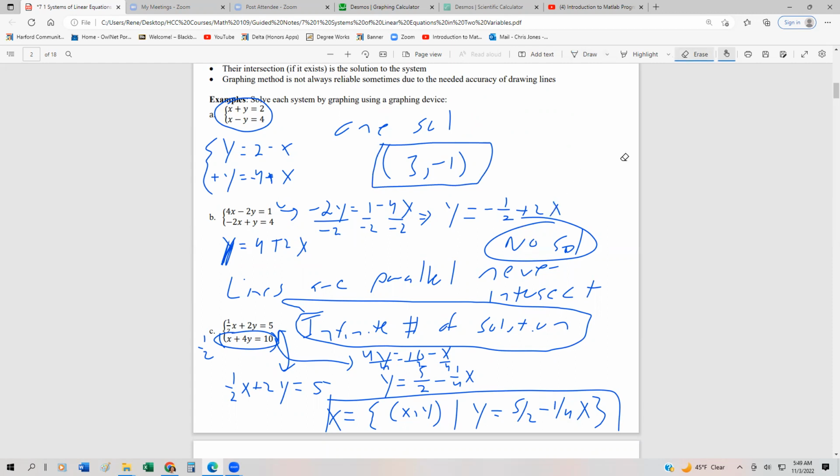So in our next video, we're going to take a look at the different types of systems and what they're called. We're going to give specific names to these solutions, and then we're going to take a look at various methods to solve these systems.